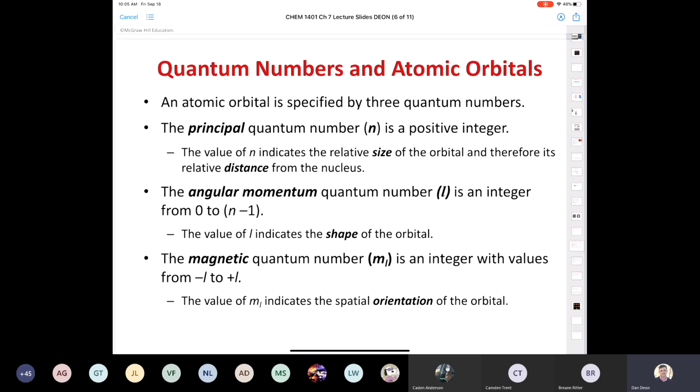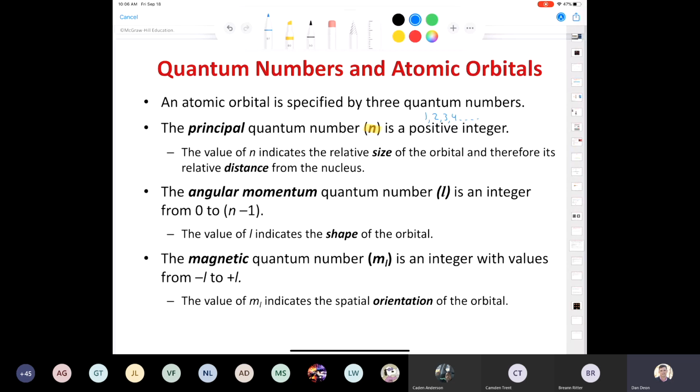We're going to use 3 quantum numbers. And I asked you to read this before coming to class today, and I hope you did. We're going to use what's called the principal quantum number. That number we represent with the variable n, and it has to be a positive integer. What's a positive integer? 1, 2, 3, 4, and so on and so forth.